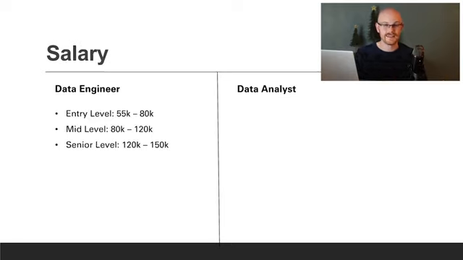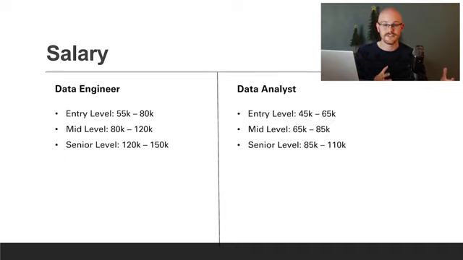Now let's move on to the salary section. Let's start off with the data engineer. For an entry-level job, you can be looking at anywhere from 55 to 80,000. For a mid-level, anything from 80 to 120,000. And then for a senior level, you can look at 120 to 150,000.